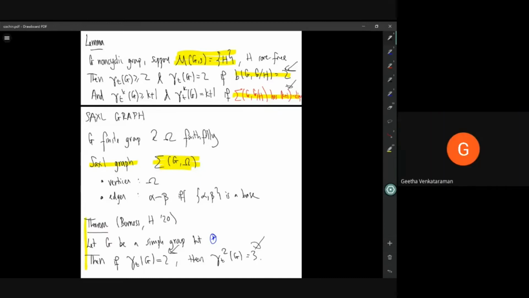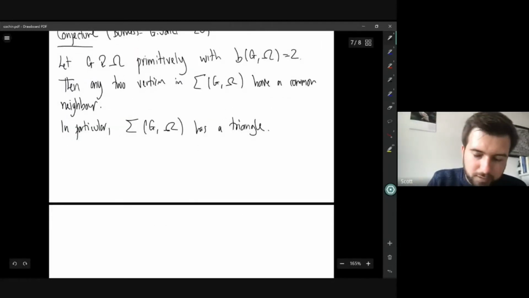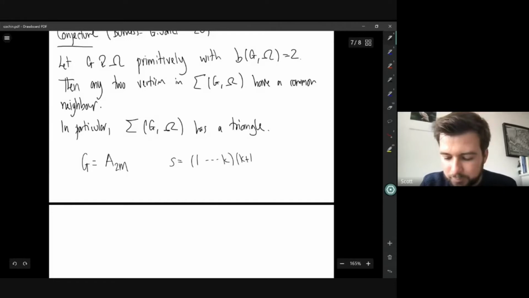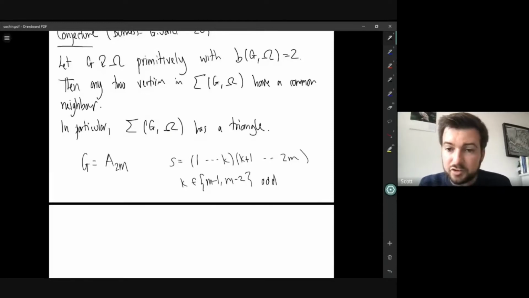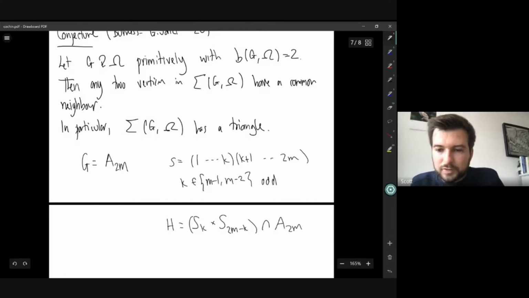And what are the kind of examples that you have for when an element is contained in a unique maximal subgroup? Yeah, so I can write down one example that is quite indicative. If you have an alternating group, let's call it A_2M, so call that G, and I'll take S to be 1 up to K, K plus 1 up to 2M, and K is going to be either M minus 1 or M minus 2, whichever is odd. Then this is contained in a unique maximal subgroup, namely the intransitive one, S_K cross S_{2M minus K} intersected with the alternating group. So that's an example of a simple group with an element contained in a unique maximal subgroup.